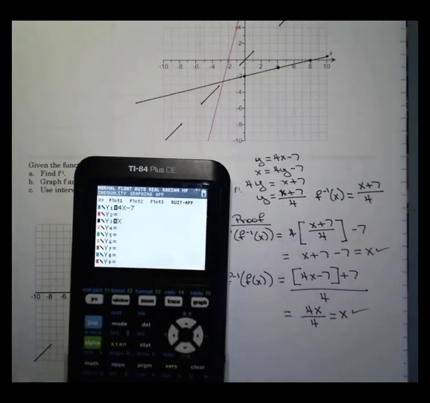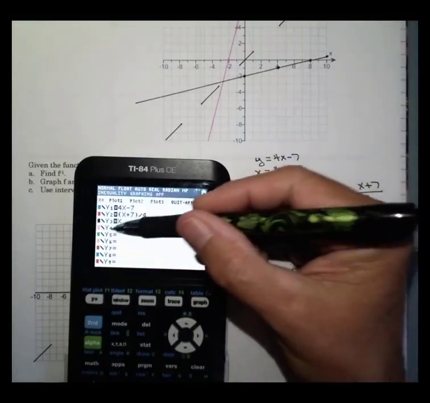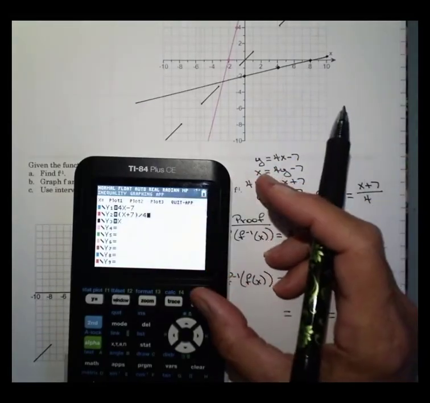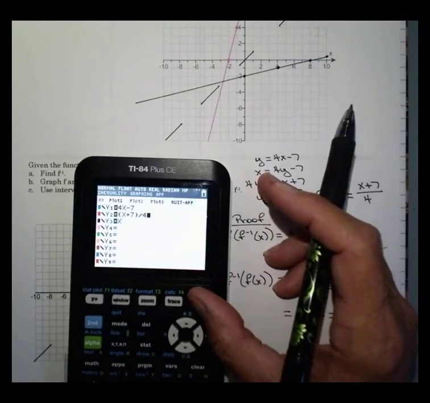For the second one, I'm going to put it as a fraction, so I'm going to put it in parentheses. I'm going to say x plus 7, and I close the parentheses and say divided by 4. And check it and see if I've got them right. And of course, I've got the identity function in the third one there. And let's see what it looks like when I graph them.